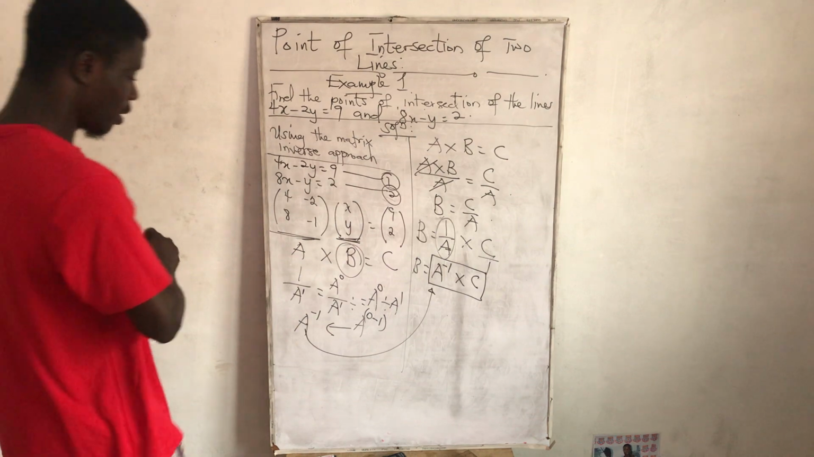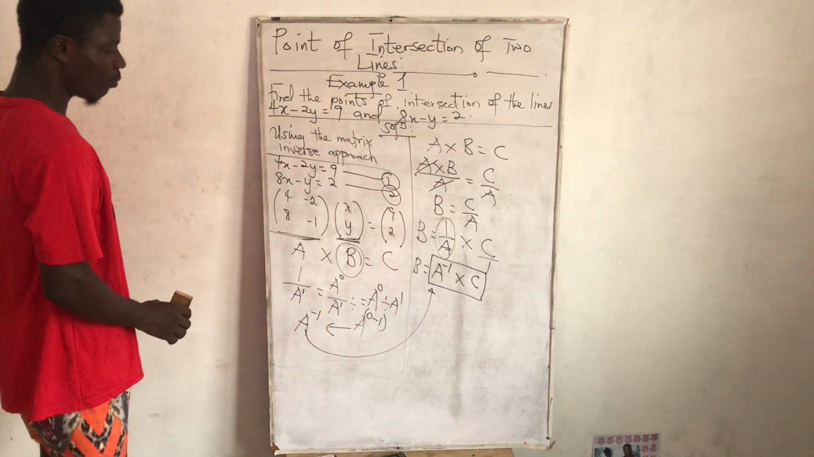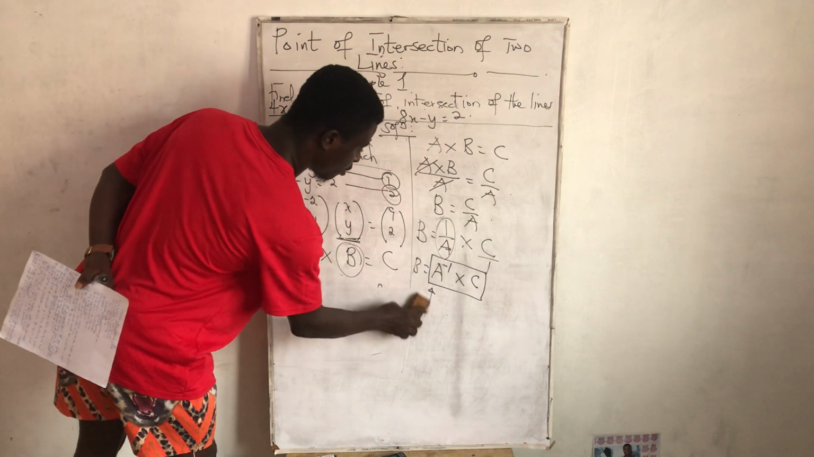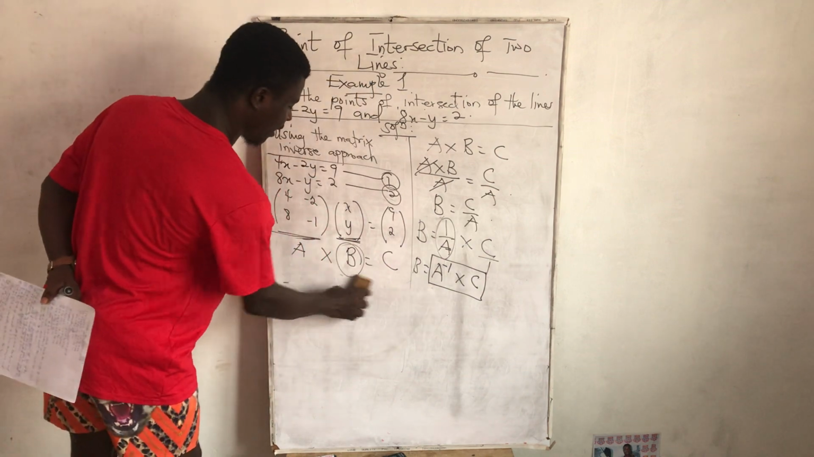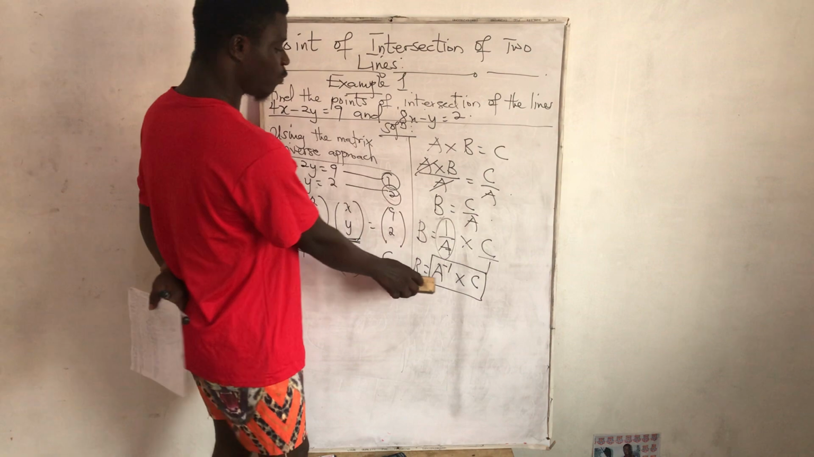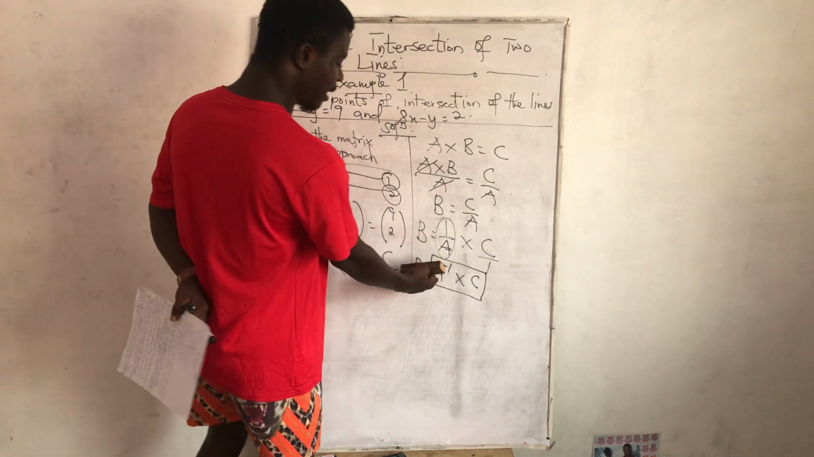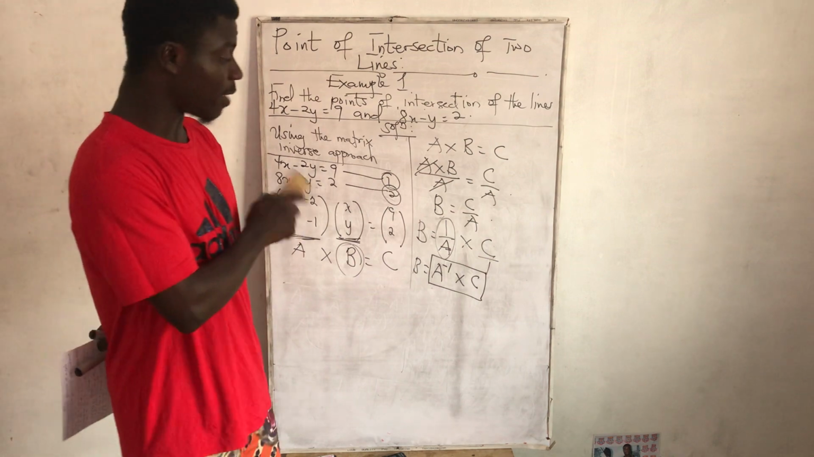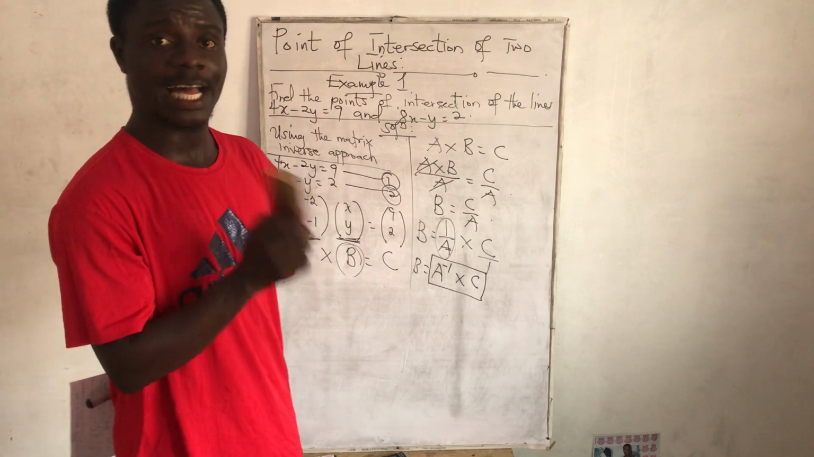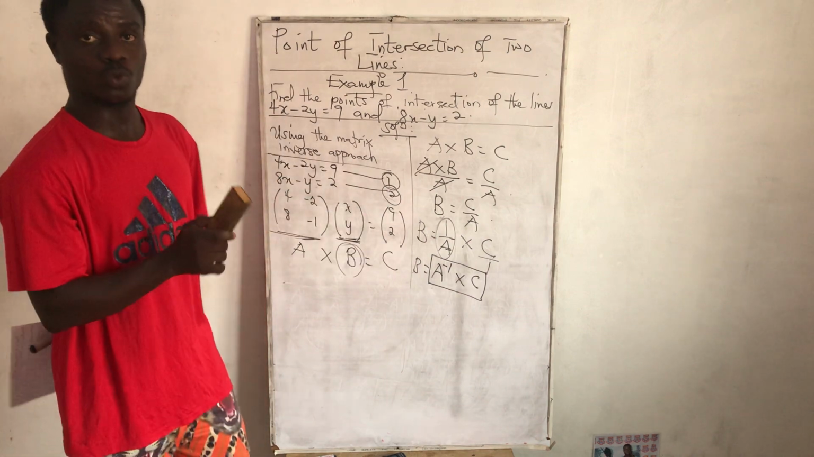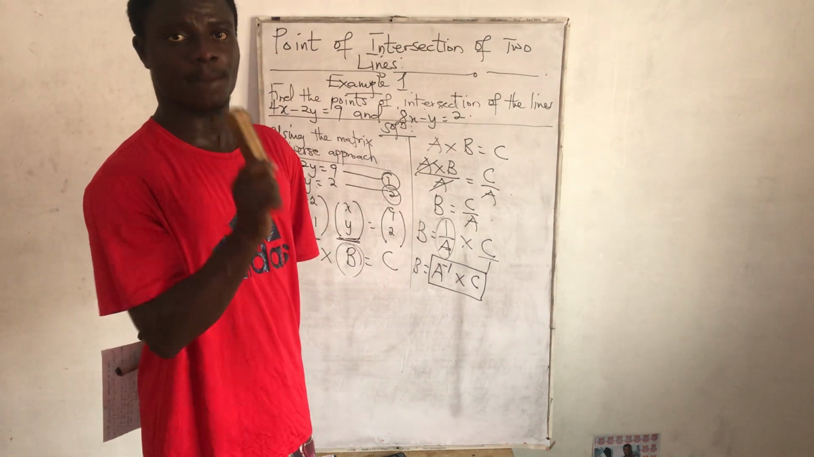Alright, so now let's proceed. It means if you are finding the value of B, you have to find the inverse of this matrix A. Then when you are done finding the inverse of that matrix A, you multiply by C, the matrix C, which is 9, 2, a 2 by 1 matrix.